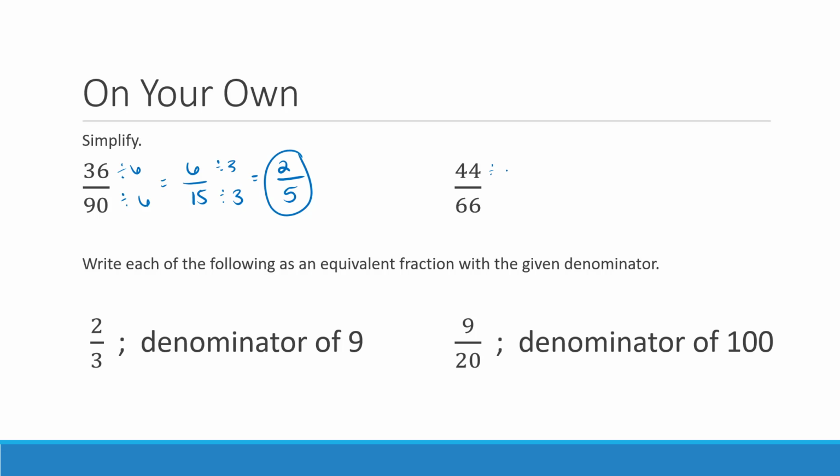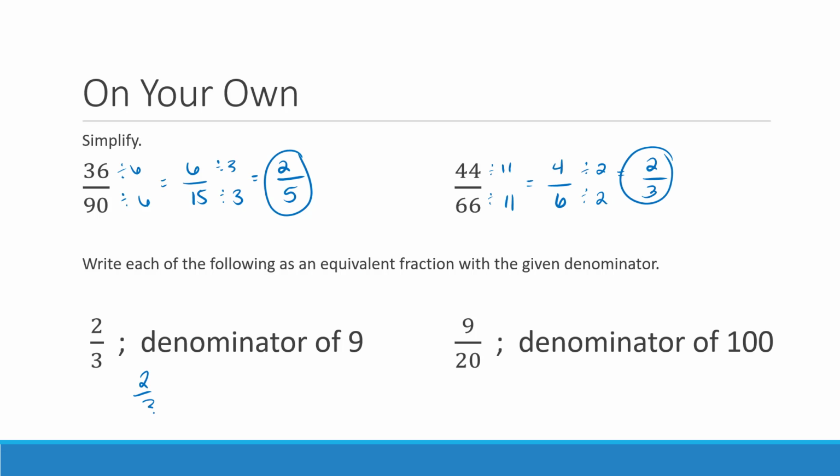A starting point here could be 2, but another starting point here would be dividing them both by 11. 44 divided by 11 gives me 4. 66 divided by 11 gives me 6. I'm not quite finished. These are both divisible by 2. 4 divided by 2 gives me 2. 6 divided by 2 gives me 3.